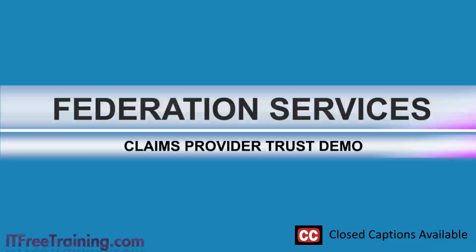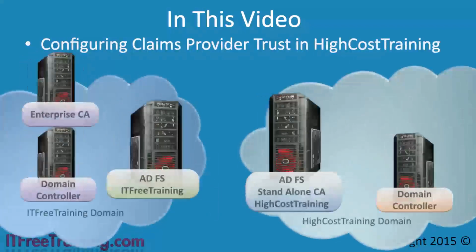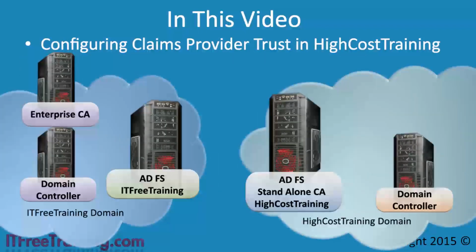In this video, I will configure a claims provider trust in the domain HighCostTraining. So far, Active Directory Federation services have been configured and set up in the ITFreeTraining domain and the HighCostTraining domain. A relying party trust has been configured in the ITFreeTraining domain. Now, a claims provider trust needs to be configured in the HighCostTraining domain. This is necessary to accept claims from ITFreeTraining.